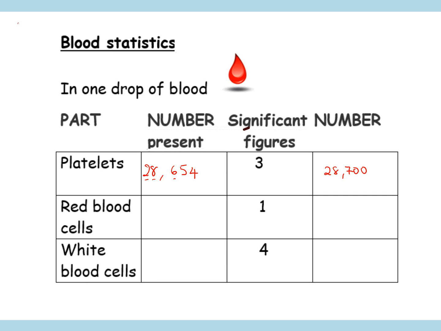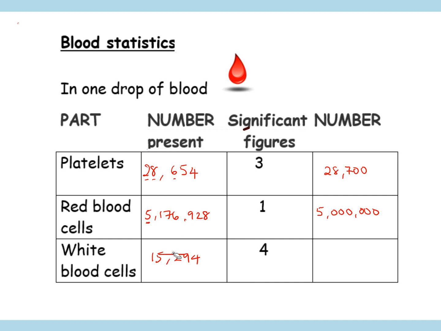28,700. For our red blood cells, there were 5,176,928. And we want this to one significant figure. There's our one significant figure. That number is not going to turn that into a 6, so it is 5 million. Approximately 5 million.